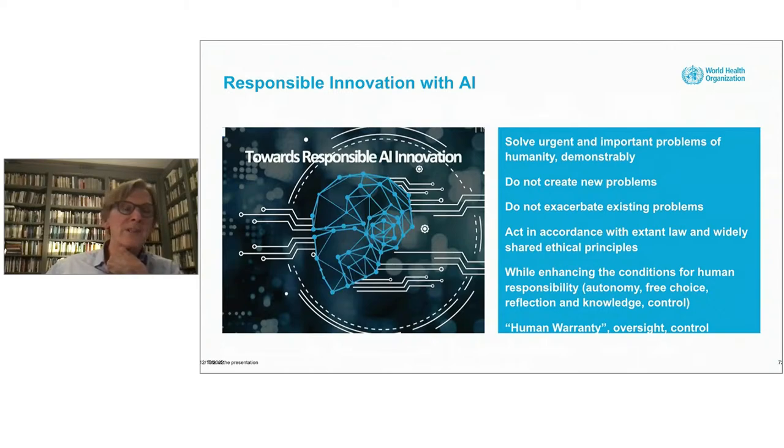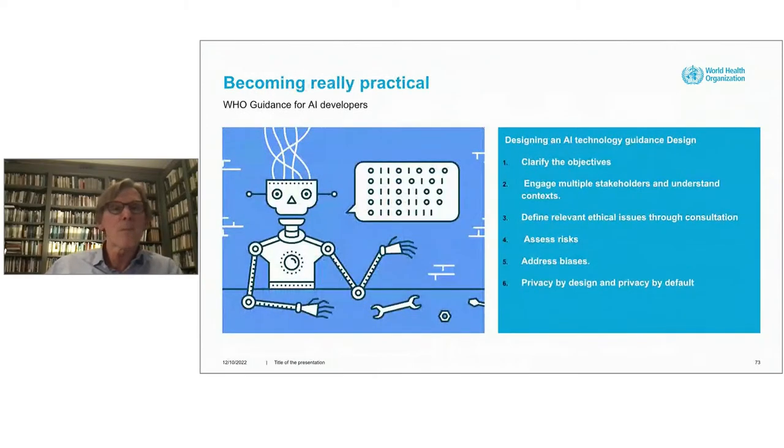And that comes with certain epistemic conditions that need to be fulfilled. And also, these are objects of design efforts. You have to design epistemic conditions that make it possible for all the agents in the healthcare domain and everywhere else for that matter to take responsibility and make it fair and reasonable to ascribe responsibility to them. Human warranty is very important, but again, human warranty comes with certain epistemic conditions that need to be satisfied. Next slide, please.